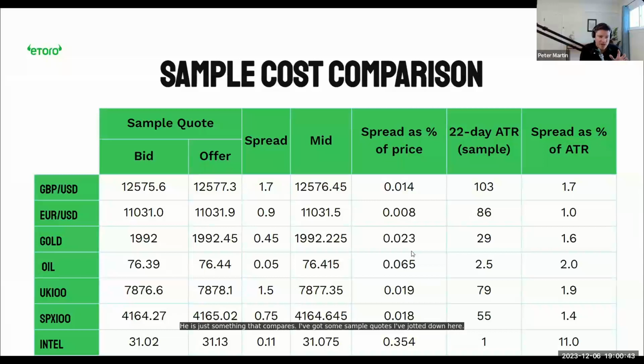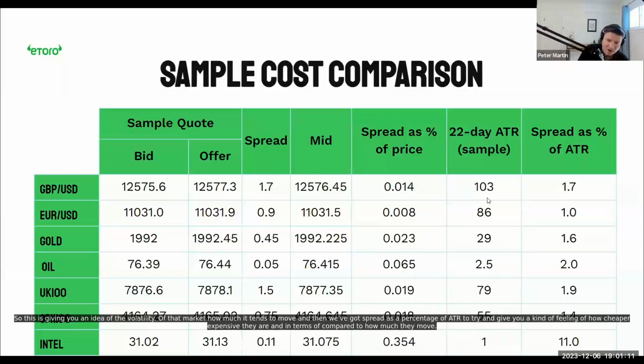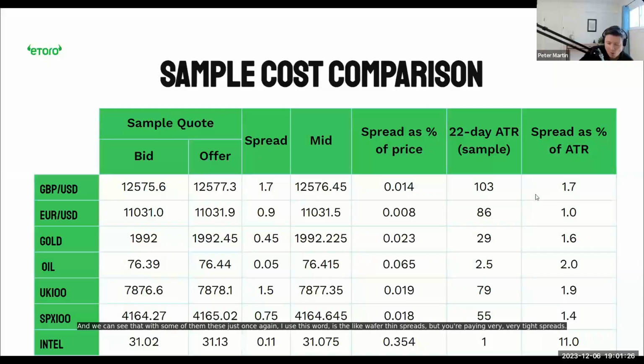Here's just something that compares. I've got some sample quotes I jotted down here to show you what the spreads are. We've got a mix of markets here: some FX, gold, oil, the UK 100 index, the SPX 500, and Intel. Then I've got the spread as a percentage of price, and I've also put down a 22-day ATR. This gives you an idea of the volatility of that market, how much it tends to move. And then we've got spread as a percentage of ATR to give you a feeling of how cheap or expensive they are compared to how much they move.